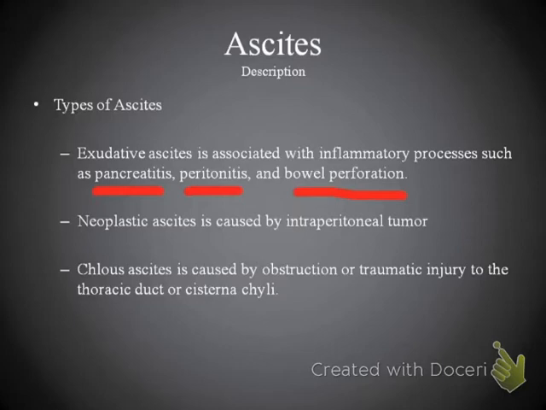Chylous ascites is caused by obstruction or traumatic injury to the thoracic duct or cisterna chyli. And so this is very important to know as well, what chylous ascites can actually be caused by. And so just keep those two things that can cause it in mind as well.